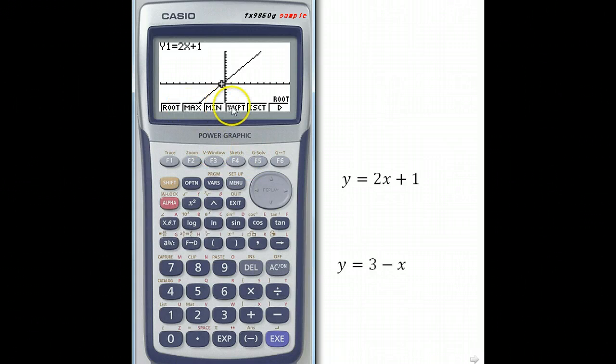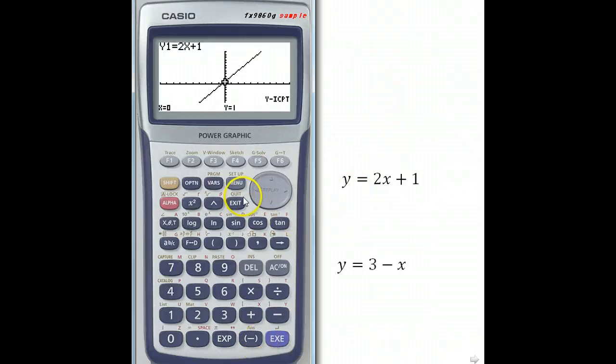Other things for a line that we would be interested in is the y-intercept. So that's right here, the y-intercept. I'll choose Shift F4, and you can see here that the y-intercept is at 0, 1. Which is what we would expect as our equation is in y equals mx plus c form. So we would expect the y-intercept to be 1.